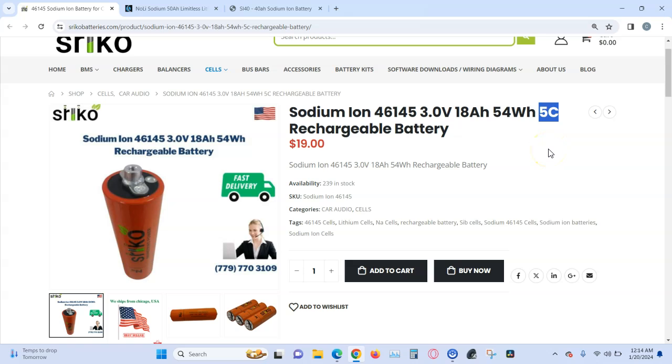So 12 amps for every amp hour rated, continuous, with no problems. And so they're thinking maybe a 12C continuous, 20C burst might be a little more accurate. And I think they are selling pretty quick. They are going to be out of stock probably soon. They're going to have to order some more.